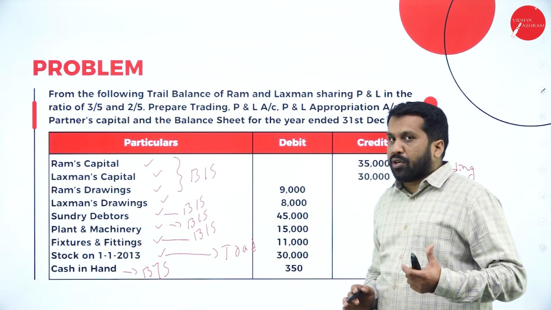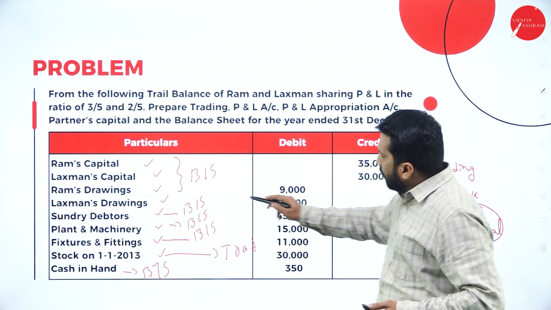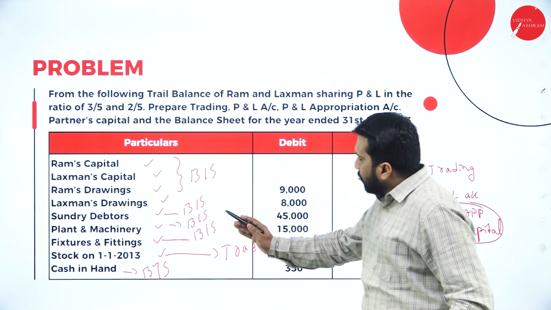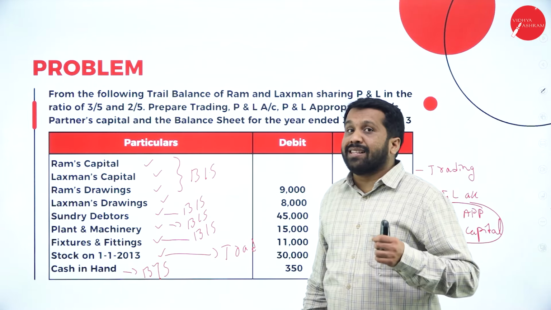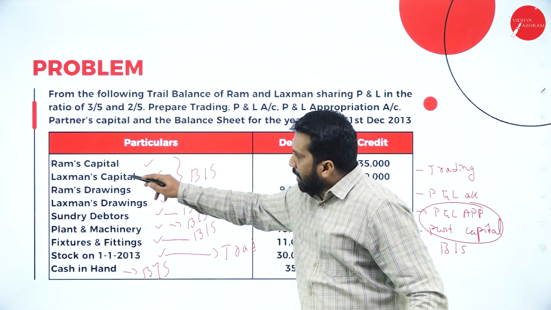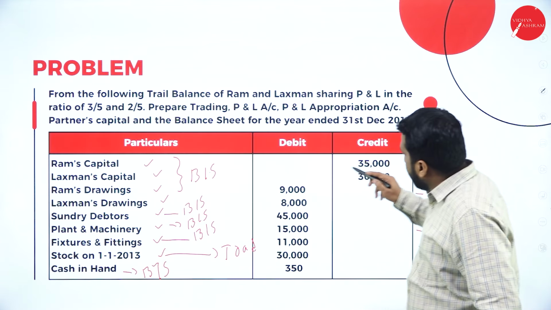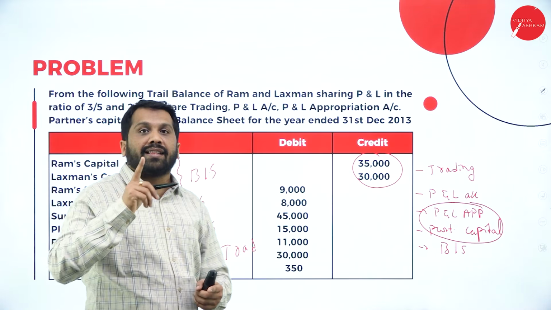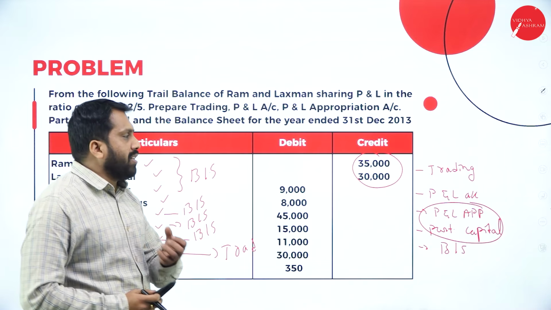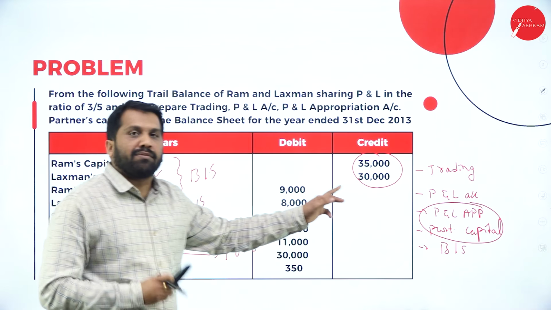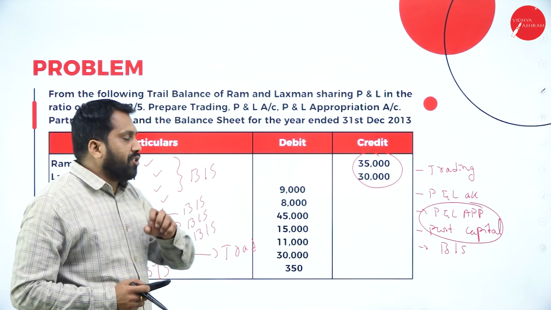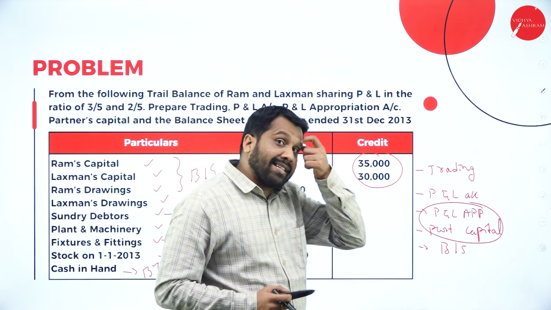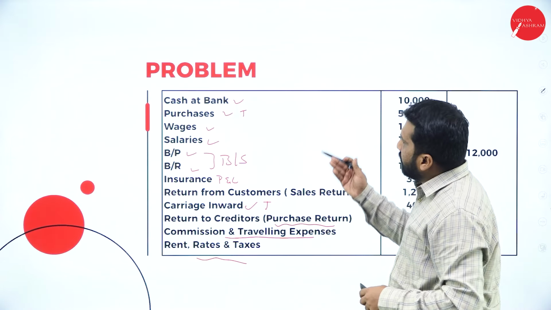So, remember, one more shortcut: in the balance sheet, if the amount is on the debit side, then it is an asset. In the balance sheet, if the amount is on the credit side, then it will be called a liability. See, Ram capital, Lakshman capital, where is the amount? Credit side. We know that it is in the balance sheet, but in the balance sheet where does it come? Liability. The amount showing on the credit side means it is a balance sheet liability. The amount showing on the debit side, in the case of a balance sheet item, will come under where? Asset side.